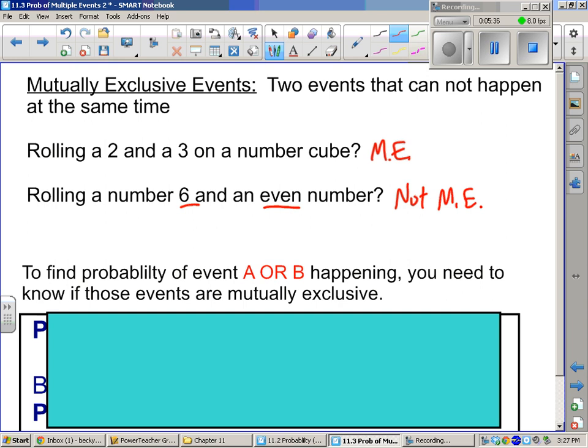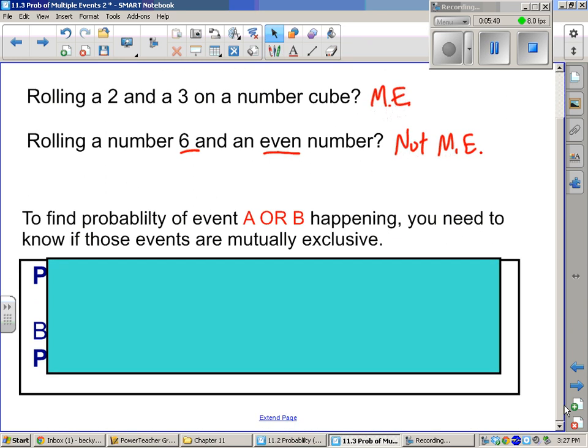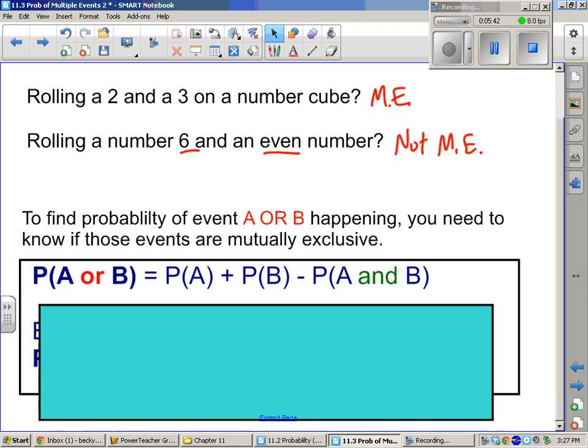All right. So now we're going to talk about or. We just did and. Now we will do or. So there is a little formula. Probability of event A or B is equal to the probability of A plus the probability of B. Then you have to subtract the overlap. That would be like the even sixes, so whatever makes them both true, happen at the same time. So that's an or.